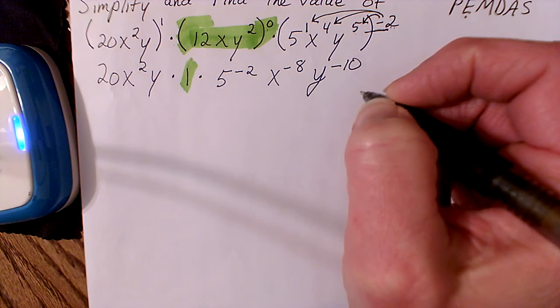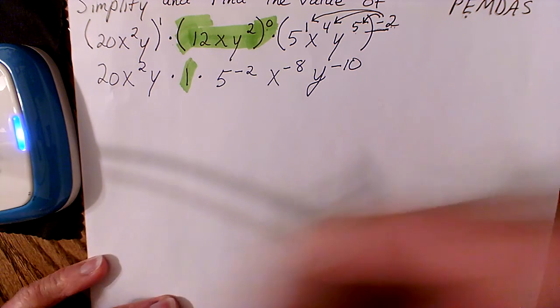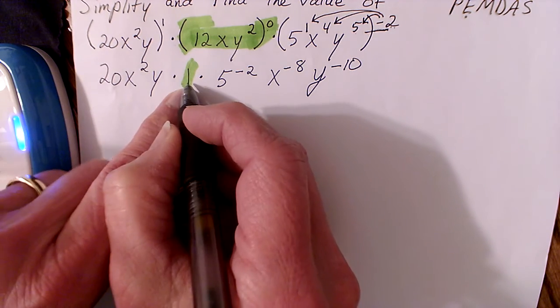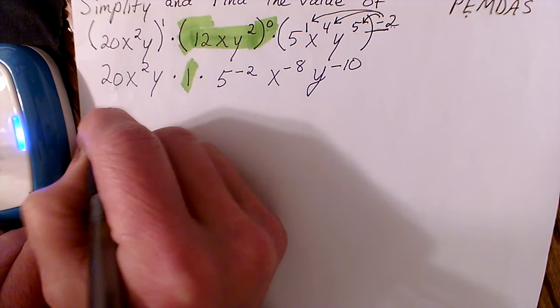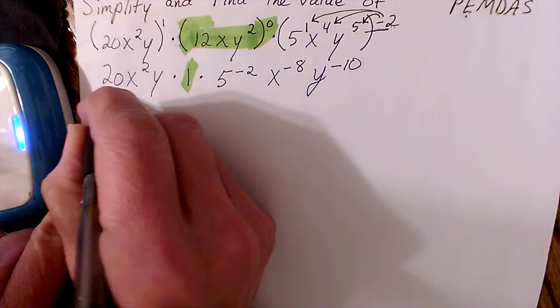So now we could rearrange things and put the numbers together, and the variables that are the same we'll put next to each other. Now honestly, I'm just going to take this 1 and multiply it times the 20, and I get 20. Boom, done. So that's how we take care of the 1, is just go ahead and multiply it times something. So I've done the 20.